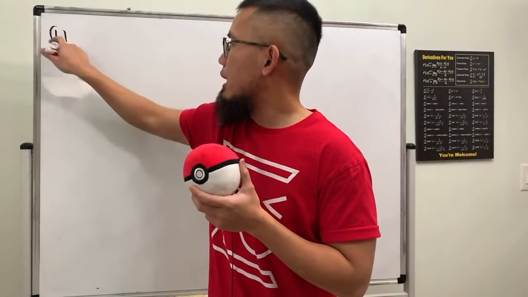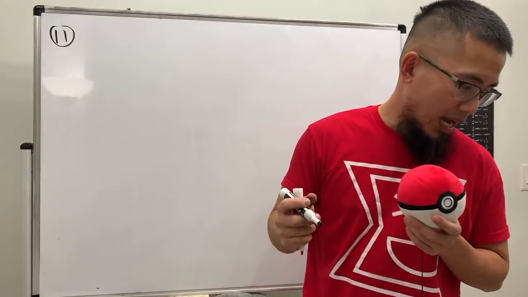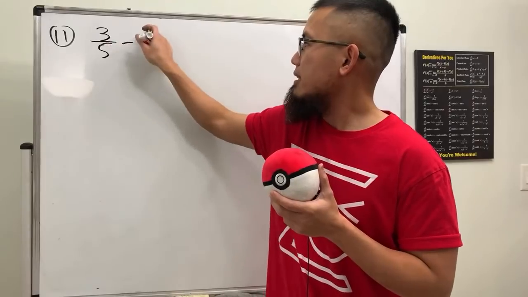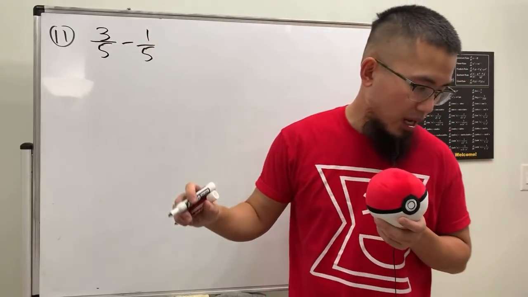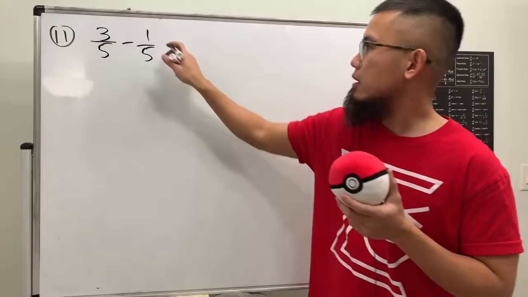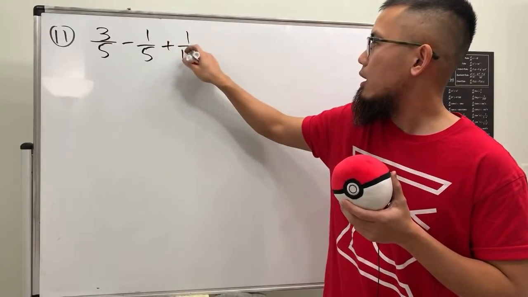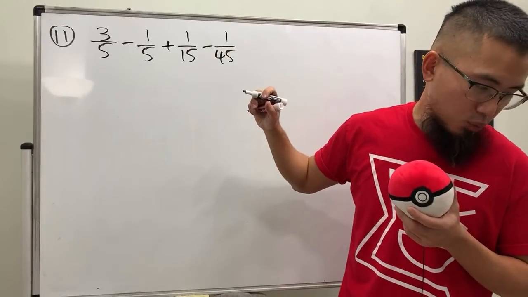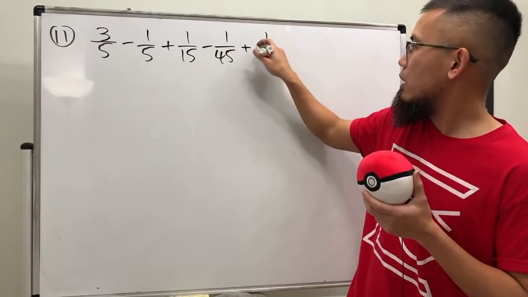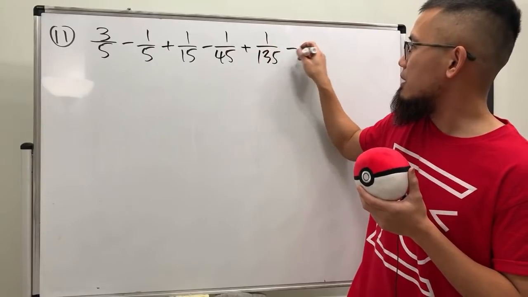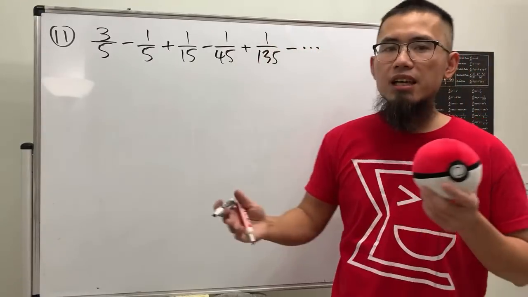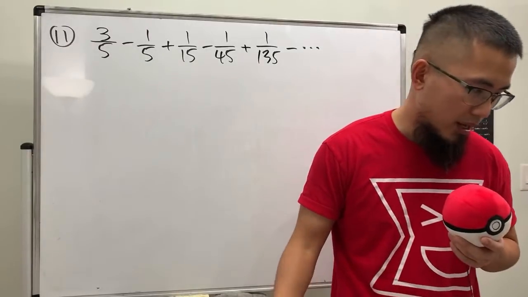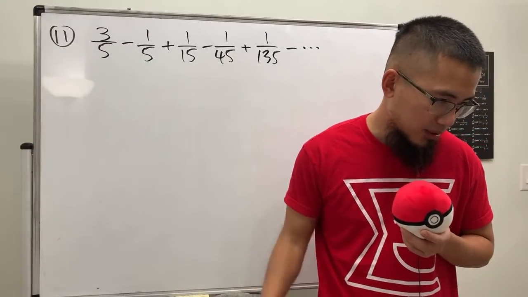So number 11, here we have 3 over 5 minus 1 over 5, and then we have plus 1 over 15 minus 1 over 45, and then plus 1 over 135, and then so on, so on, so on. Again, same thing. Converge or diverge, and why? Right, so what do you guys think?